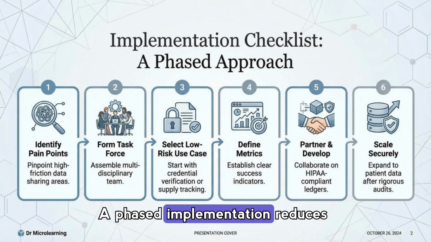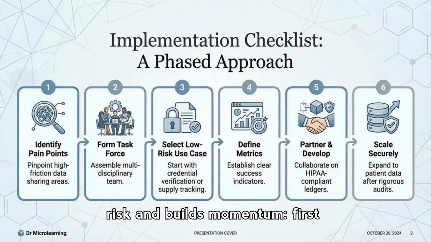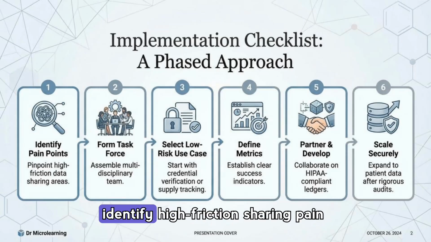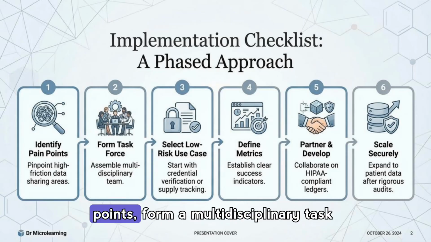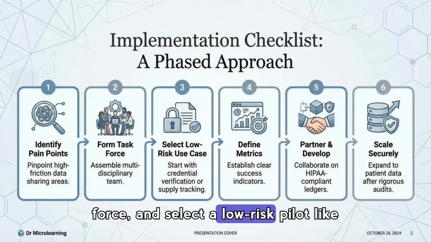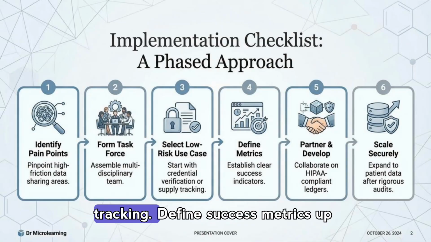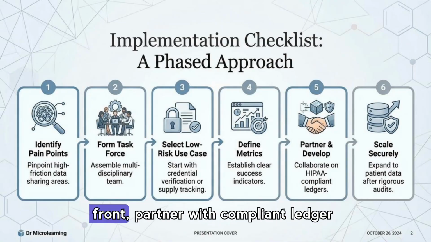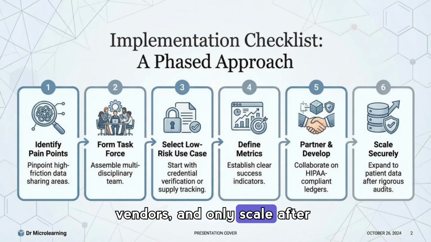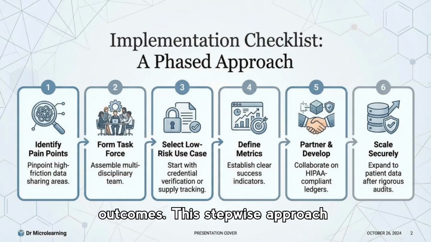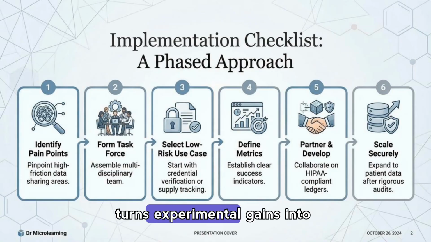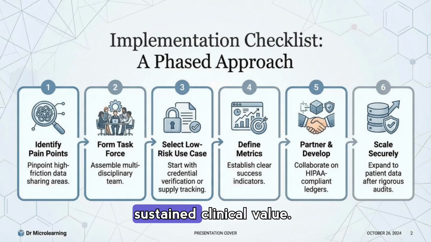A phased implementation reduces risk and builds momentum. First, identify high-friction sharing pain points. Form a multidisciplinary task force and select a low-risk pilot like credential verification or supply tracking. Define success metrics up front. Partner with compliant ledger vendors and only scale after security audits and measurable outcomes. This stepwise approach turns experimental gains into sustained clinical value.